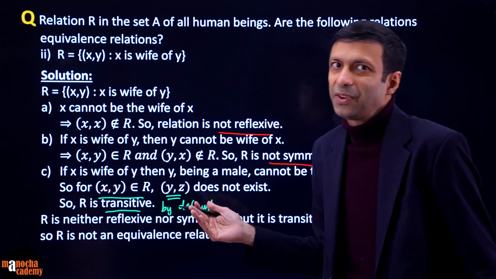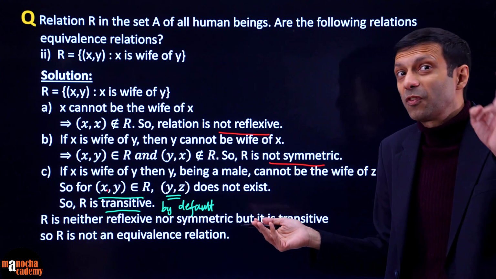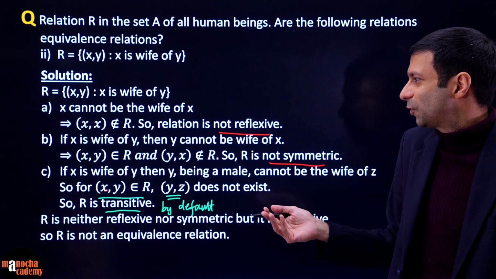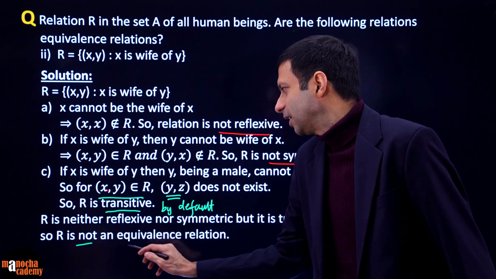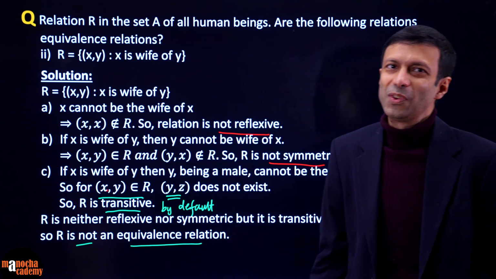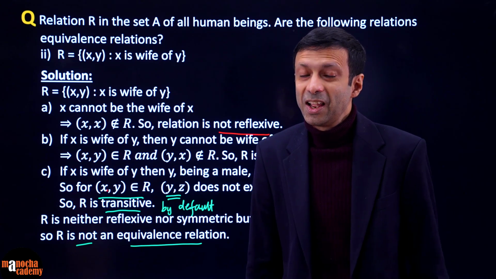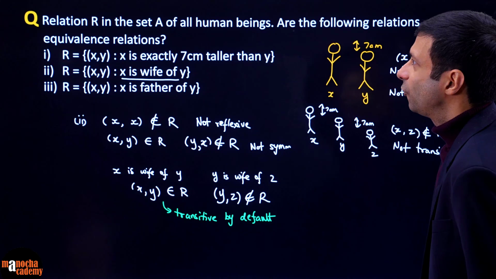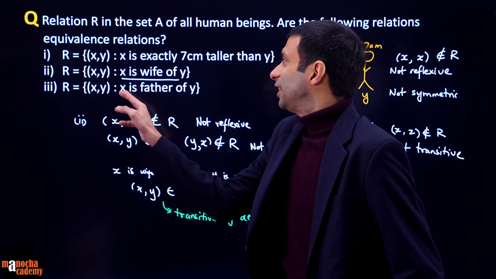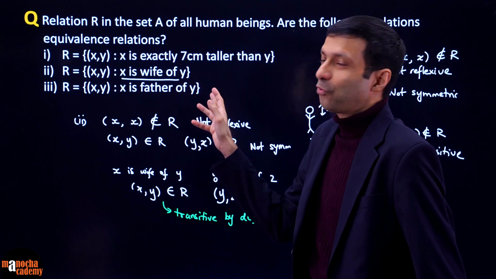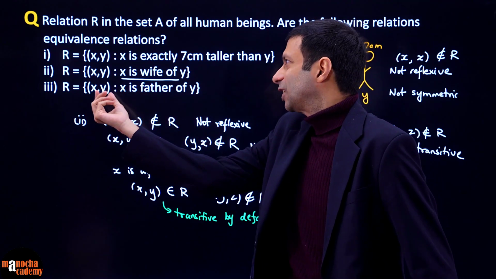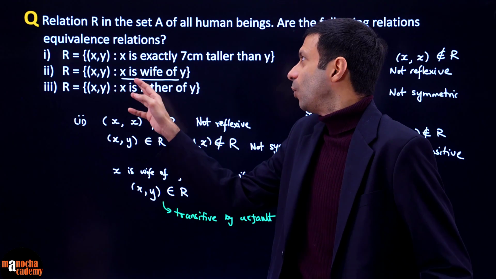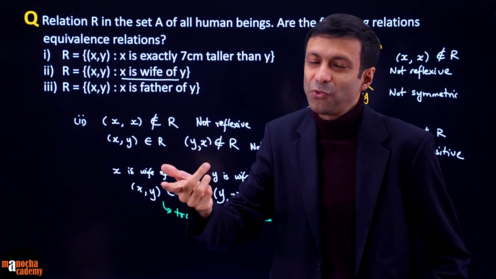Okay, but just because it is transitive, it does not mean it is equivalence, because equivalence means all three properties have to be satisfied. So we end up saying it is not an equivalence relation. Clear? Now let's look at the third question, which is a very interesting one. The relation is x is a father of y, where you have these pairs x comma y of human beings, where x is a father of y.